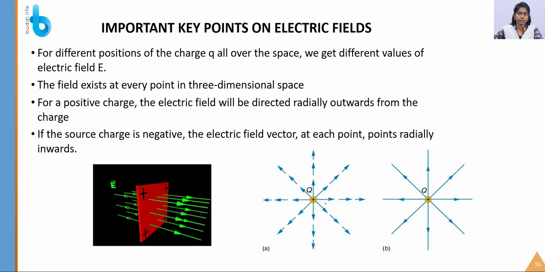For different positions, for example, say the charge plus q is present here, which has an electric field at this point, say EQ1, and here EQ2, which is at a distance r from the source charge, and here it is at a distance r2 from the source charge, right? So here the electric field EQ1 has a higher value than this value. So at different positions around the charge q, over all the space, we will get different values of electric field at each and every point.